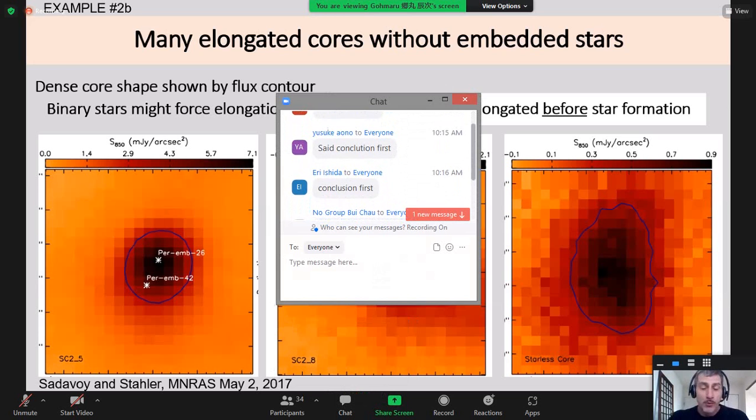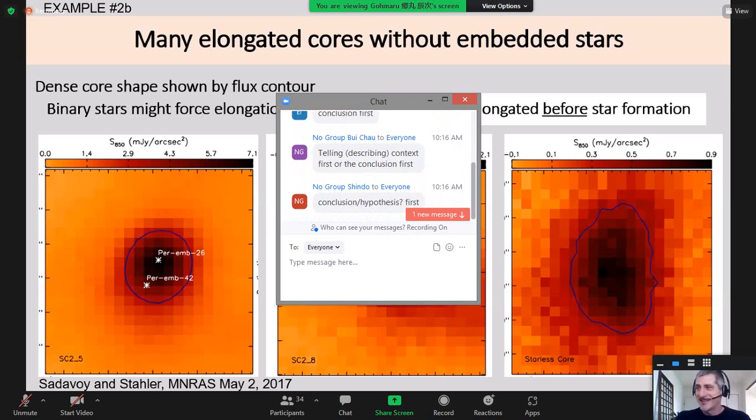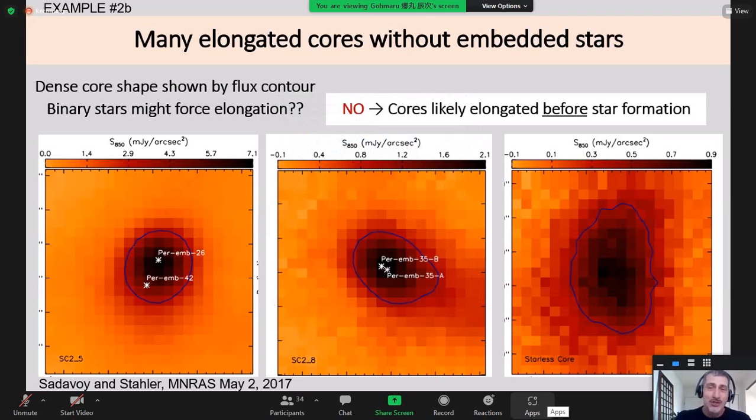Okay, not an overwhelming number of answers, but the answers I'm getting are all saying the same thing, aren't they? They say conclusion, or hypothesis first. It depends on where we are in our story. In this case, it's generally the conclusion or the hypothesis.